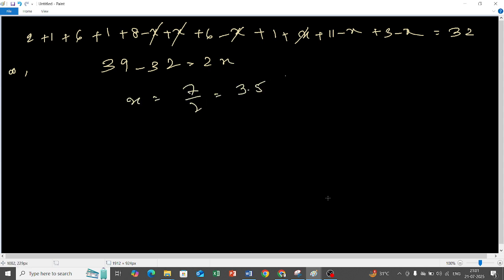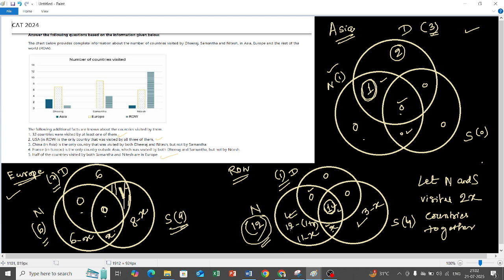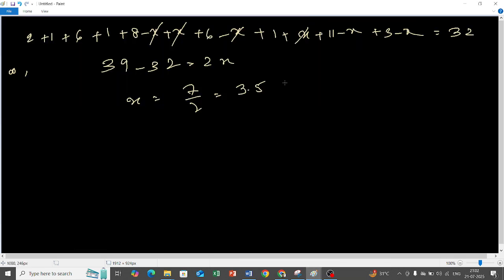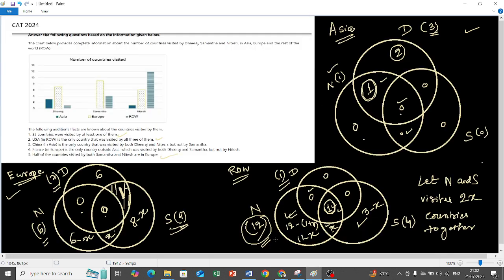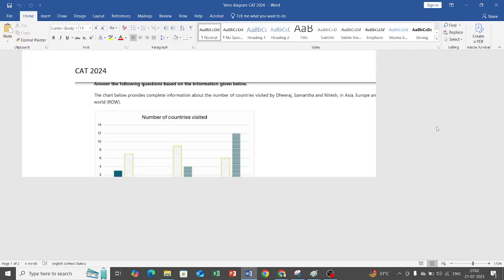Now 3.5 cannot be an answer. Like 3.5 number of countries they have visited, that cannot be the answer. So we will take it as 4. See, this type of answers are sometimes given in CAT to confuse people. Rather than taking 3, 3.5 countries means what? They have visited 3 countries completely and another country half. It might happen that they visited another country not completely but half, but we will take it as 4. Once we take this as 4, we can actually calculate all the values because everything is dependent on this x only. Now let us answer the questions.